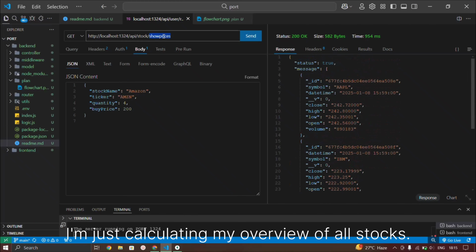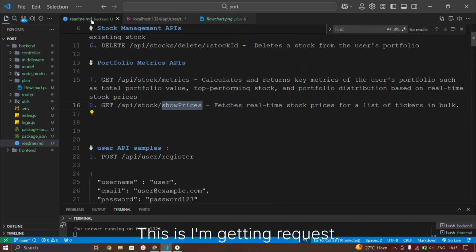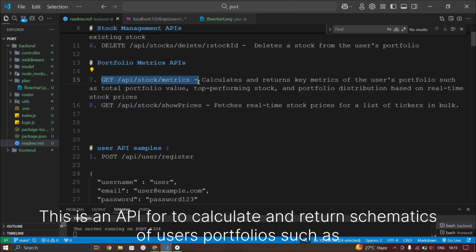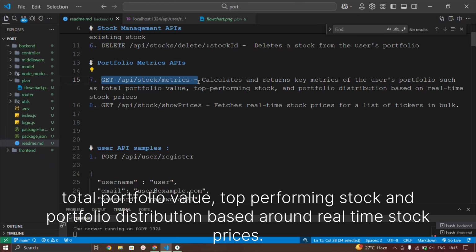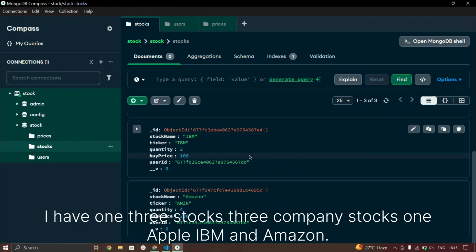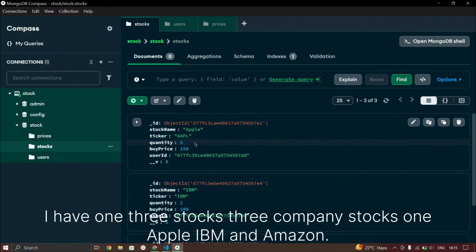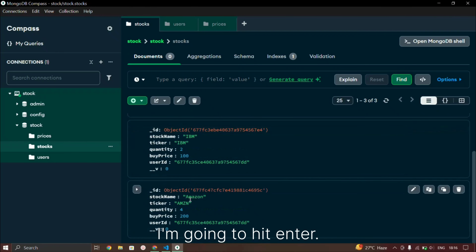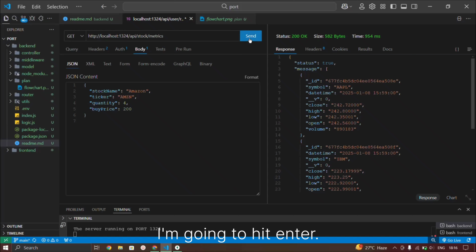I'm now calculating my overview of all stocks. This is a GET request. This is an API to calculate and return key metrics of the user's portfolio, such as total portfolio value, top performing stock, and portfolio distribution based on real-time stock prices. At present I have three company stocks: Apple, IBM, and Amazon. I'm going to hit enter.